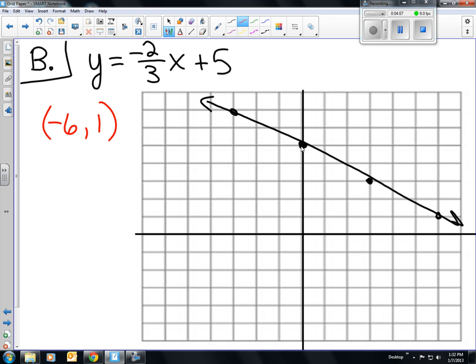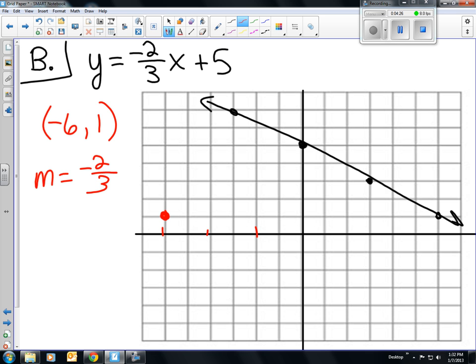If it's going to be parallel, it has to have the same slope, which is negative 2/3. And so we need to also plot the point negative 6, 1. So negative 2, 4, 6, then 2, 4, 6, 1. So that's the point negative 6, 1. And then we use the slope to find other points.